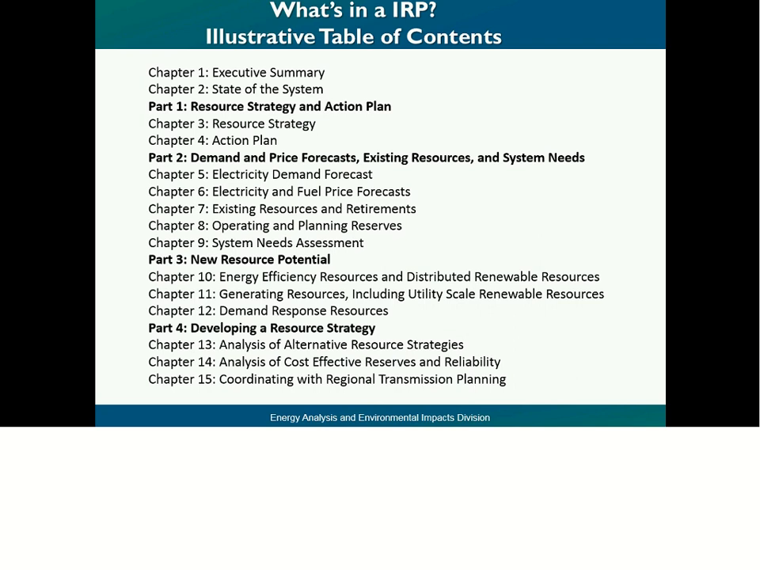Resource strategy and action plan. Basically, the strategy is the mix of resources you're going to build over time, what you plan to build, and the action plan, things that you have to do. I'll talk about most of these in detail. Then there's a whole bunch of analysis: the demand forecast, the price forecast, statement of what existing resources you have, and system needs, that is the load resource balance situation you find yourself in. Then the new resource potential, those are assessments of energy efficiency, demand response, generating resources, including utility scale renewables, and demand response resources. Then the last chapter is on how you actually did the analysis. So that's sort of the overview of the table of contents.